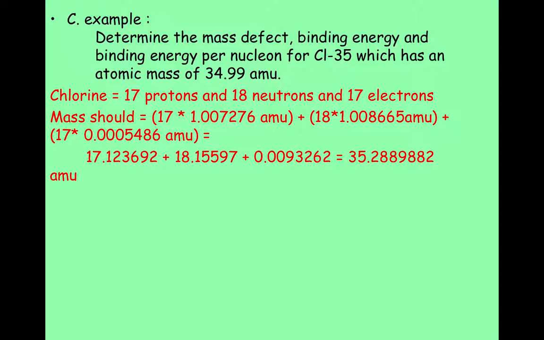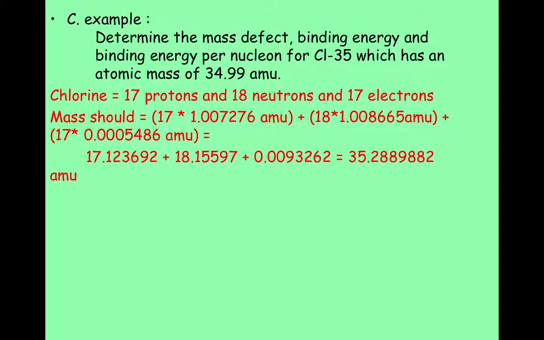We're going to add to that the 18 neutrons times the mass of the neutron, 1.008665 AMU. And then we'll add the mass of the electrons times the number of electrons there. So you can see the three terms here. I added those all up, and we got 35.2889882. I always think it's a good idea to leave all your decimals in place until this point.